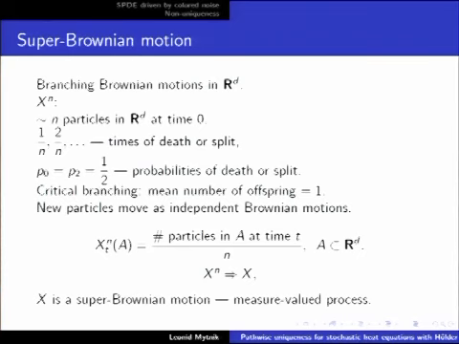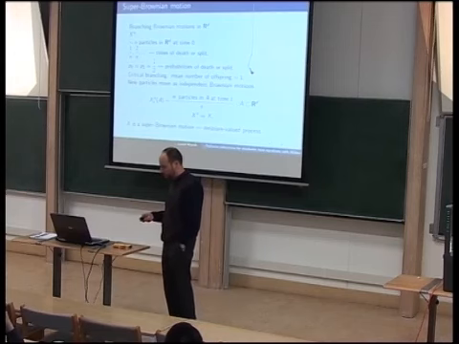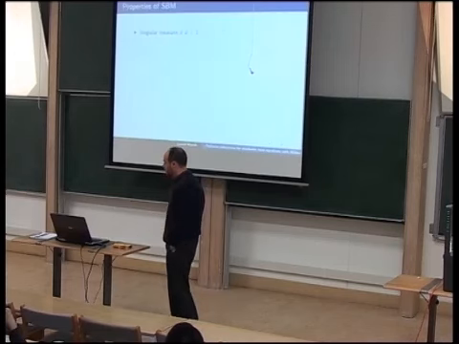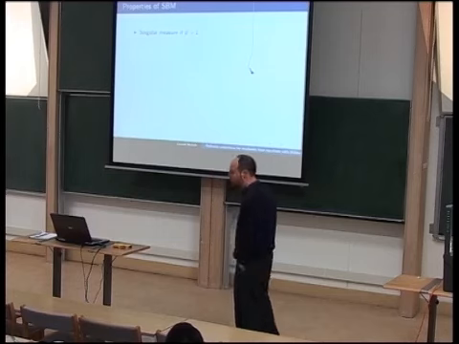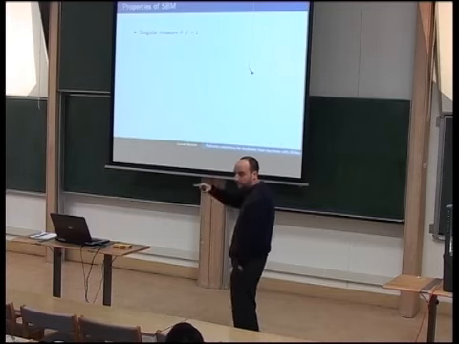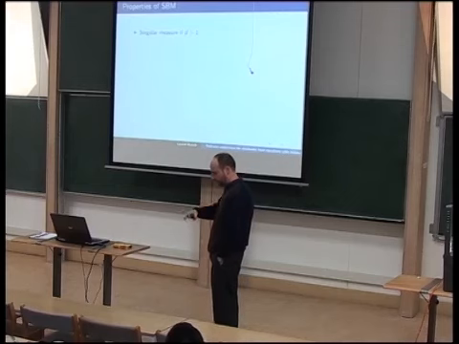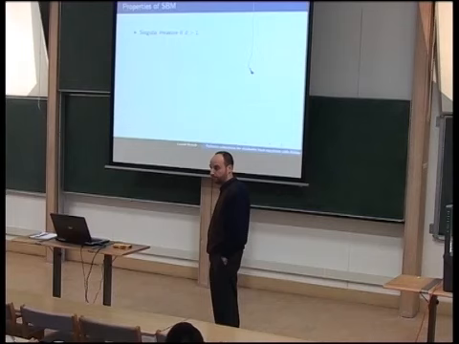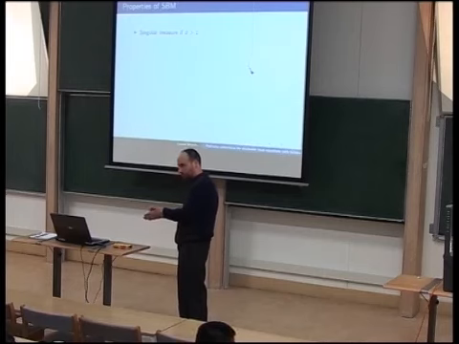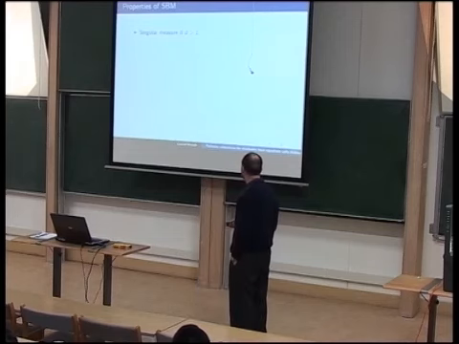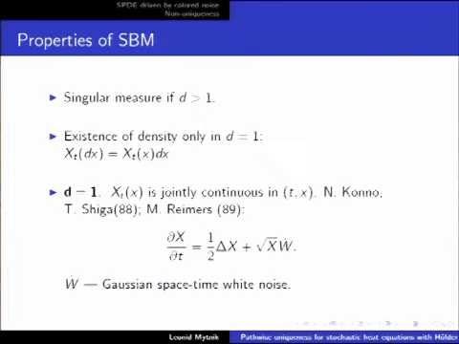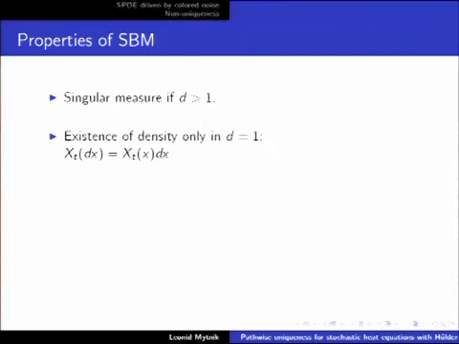And what do we know about this process? If the dimension of the space where the particles were living is greater than 1, then the measures that you get are singular with respect to Lebesgue measure. If the dimension is 1, then there is a density.